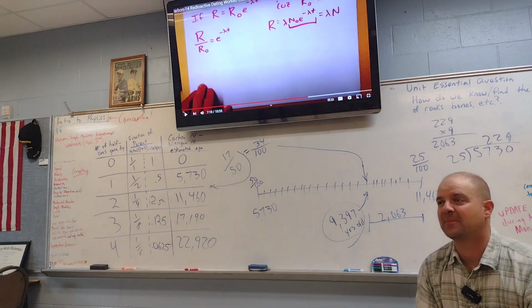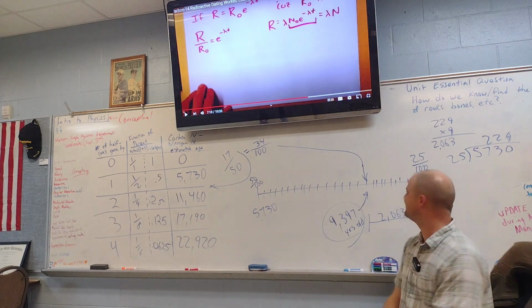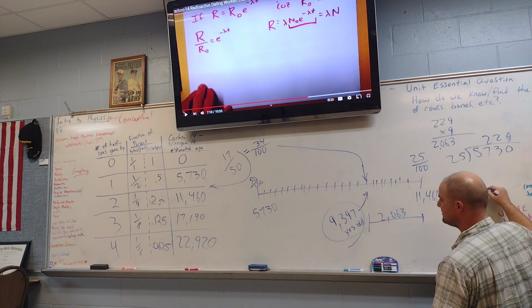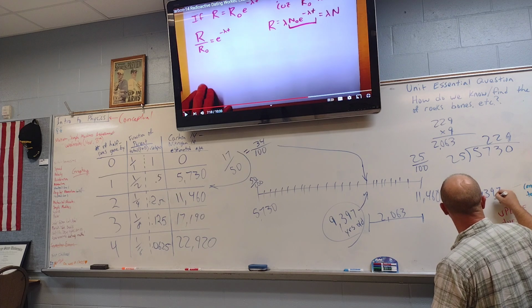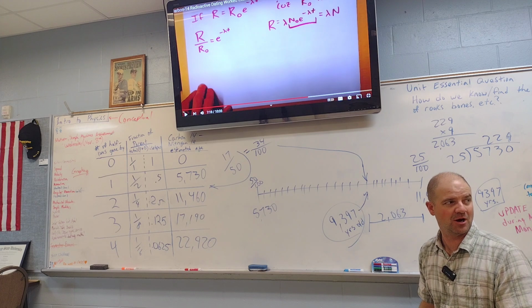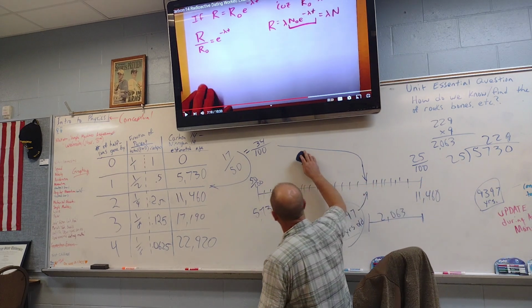All right. You guys want me to blow your minds? All right. So we got 9,397 years using the fraction method.